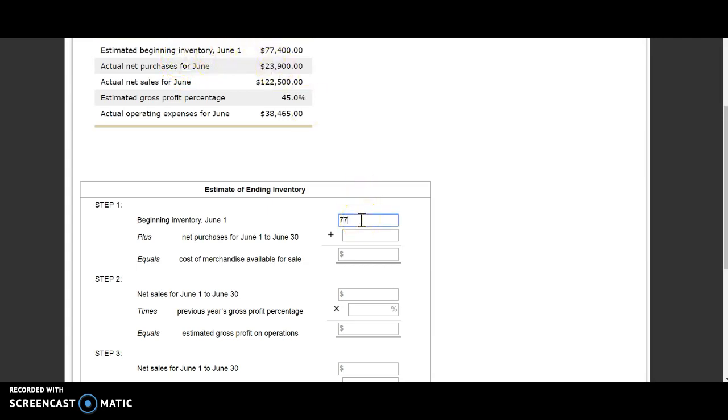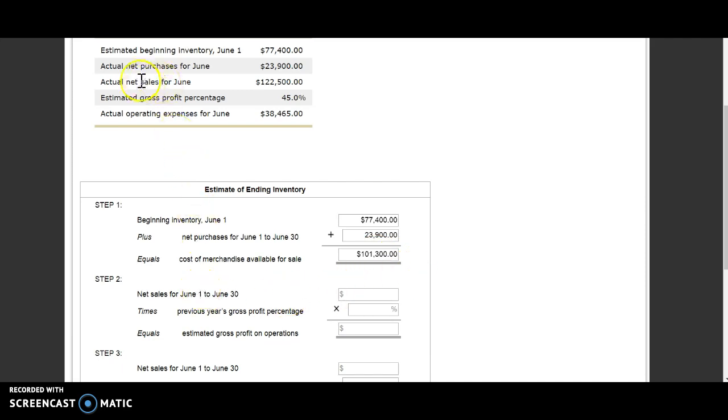77,400. We're going to add to it our net purchases from June 1st through June 30th. So here is our actual net purchases. So we're going to put in 23,900, and we're going to add those two numbers together. Okay, that's going to give us 101,300. All right, step two, net sales for June 1st through June 30th.